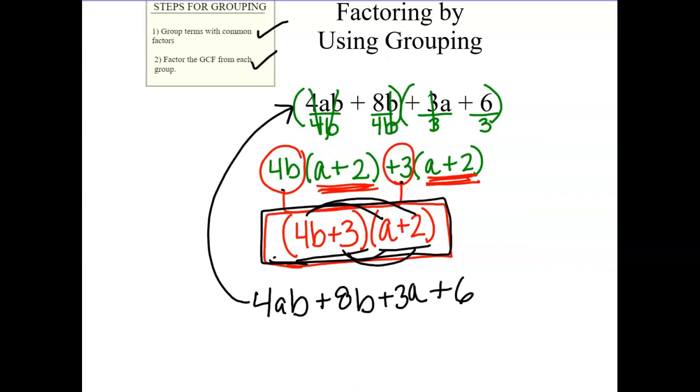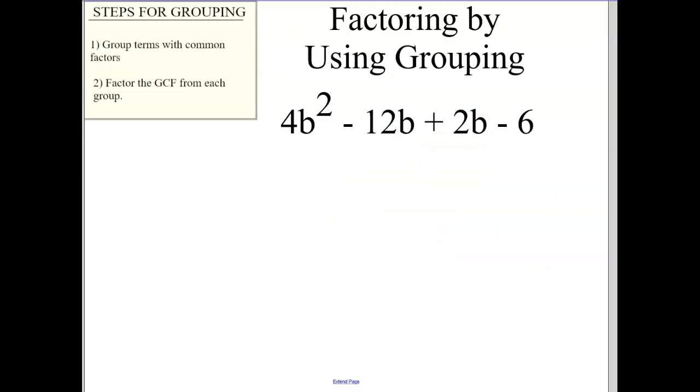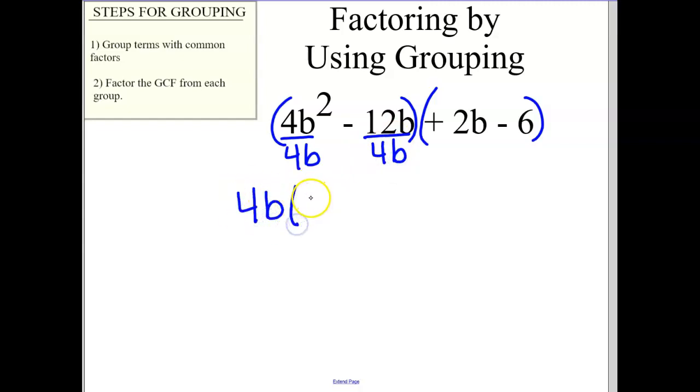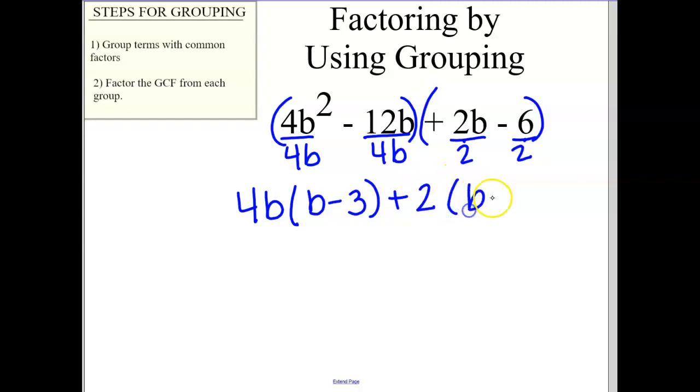Let's look at another one. And if you want to pause it now and try it on your own, great. All right, so I'm going to look at these. I'm going to group them together. And then what's the greatest common factor of both of those? So it would be a 4b. 4b, I'm taking out, and I'm left with a b minus 3. Now look at this. 2b and a 6. I'm going to take out a 2. But I'm taking a positive 2, so I'm going to write a plus 2, and I'd be left with a b minus 3.